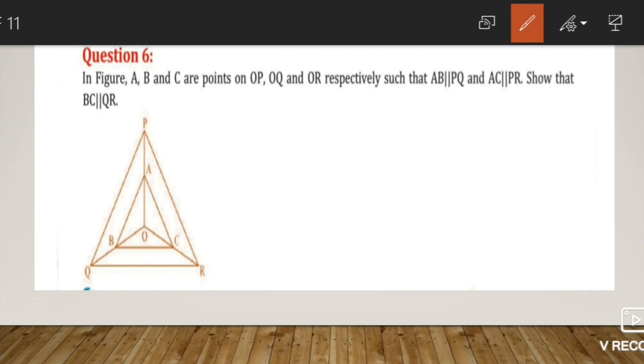Okay, question number 6. In triangle PQR, A, B, C are the points on OP, OQ, OR respectively, such that AB is parallel to PQ. This AB is parallel to this PQ. AC is parallel to PR. This AC is parallel to this PR. Show that BC is parallel to QR. You have to show this BC is parallel to this QR.